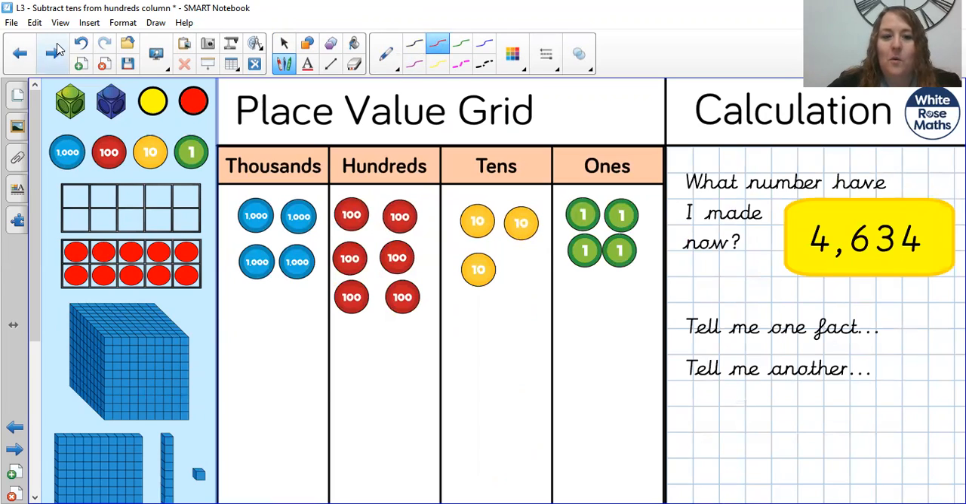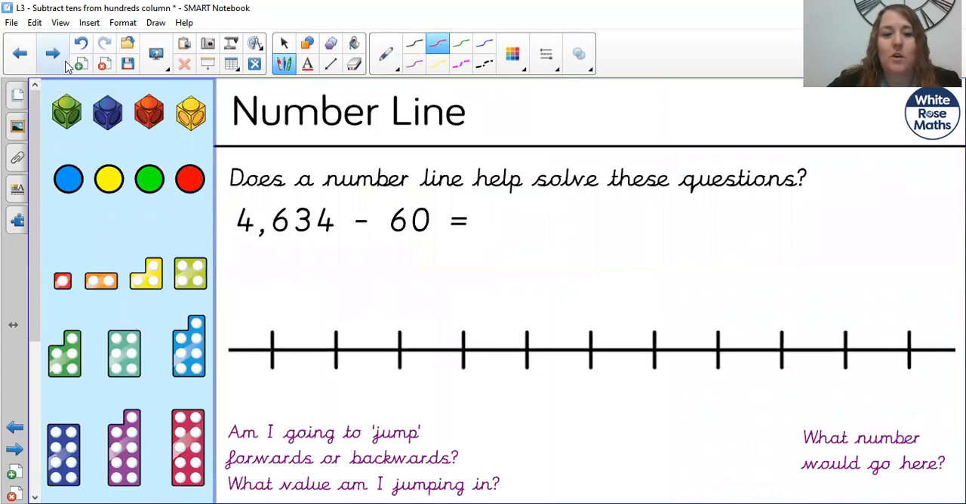Okay, what number have I made now? Now it's actually again telling you just down here, but hopefully you'll be able to check. Yes, there's definitely 4,000s, there's 600s, there's 3 tens, and there's 4 ones. So again, it's really good to show you this way using the counters. This is our pictorial way, using those pictures to help us, but we're going to actually work out this one on the number line. So I've got my 4,634 and I need to subtract 60.